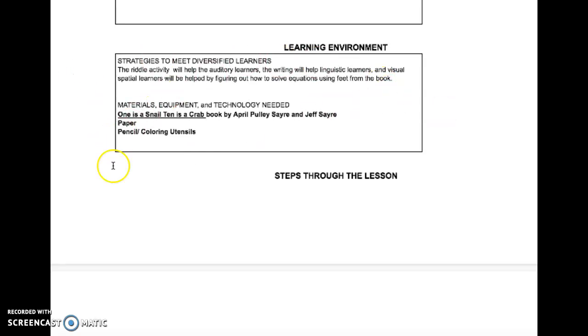So the materials, equipment, and technology needed: there's not much needed for this, which is why I really appreciate this activity. Of course, you're going to need the book, 1 Is a Snail, 10 Is a Crab. Paper, this can be construction paper, this can be folder paper, it could be any type of paper, and then pencil and coloring utensils. You can let your students decorate their riddles in color and create pictures if you'd like and if you have the time.